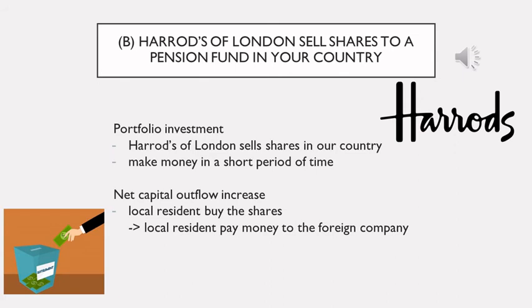In Part B, Harrods of London sells shares to a pension fund in our country. It is a portfolio investment as Harrods of London sells shares in our country and uses it to make money in a short period of time. When our local residents buy their shares, we will pay our money to the foreign company. So, the purchase of foreign assets by domestic residents has increased and also makes the net capital outflow increase.